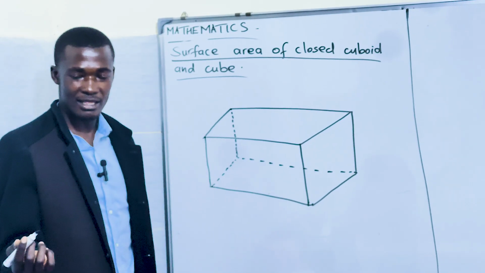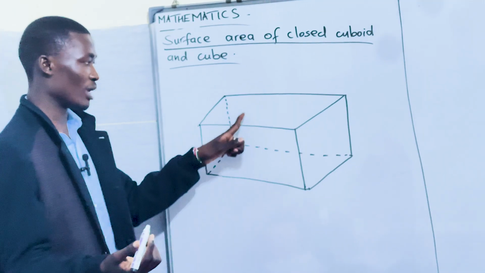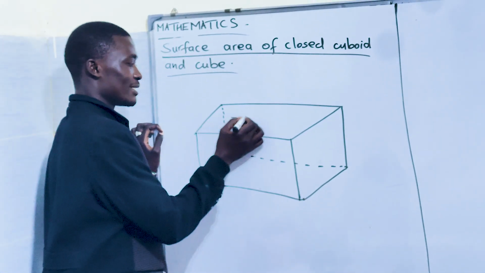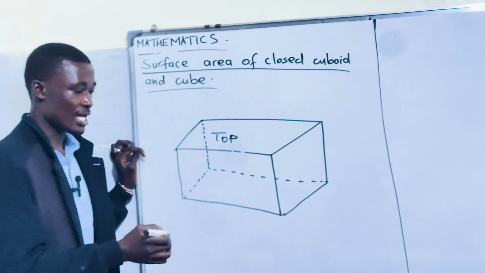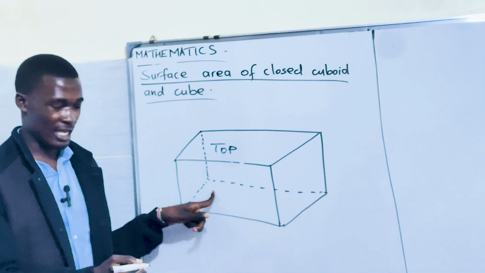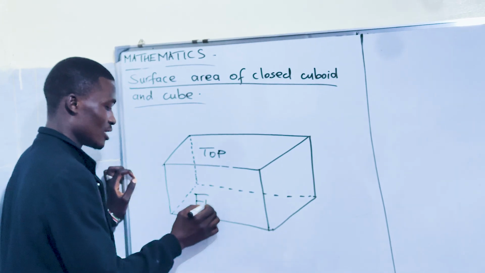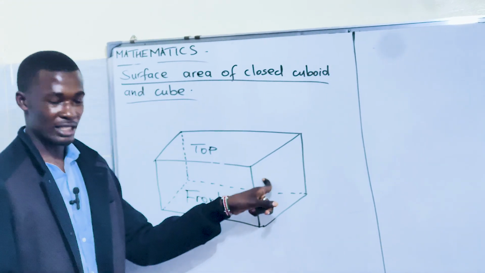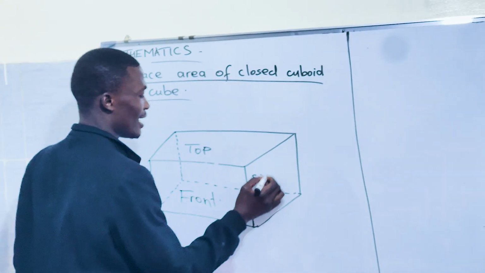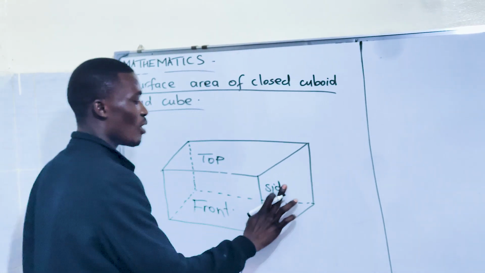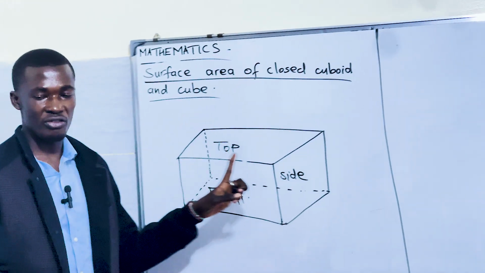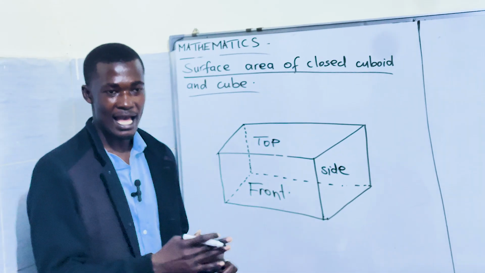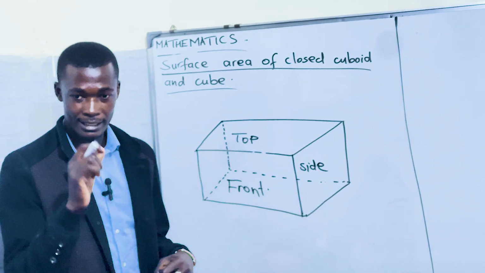For that formula, we will work out the area of the top part. This is the top part. Then we will work out the area of the front part, this part that is facing you. Then we will work out the area of the side part. After working out the area of the three faces, we combine them together and multiply by 2.